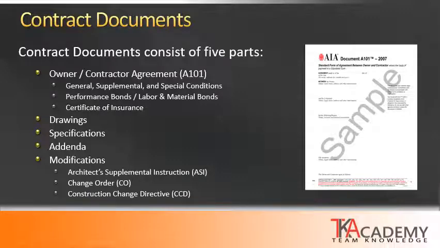And then finally, modifications. This is part of the contract documents that occur after construction has started, and this is to modify the existing contract. There are 3 ways of doing this. There's the Architect's Supplemental Instructions, an ASI, a change order, or a construction change directive. So all these parts together make up the contract documents for a project.